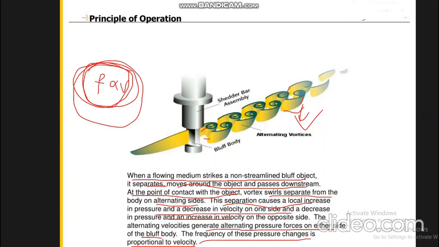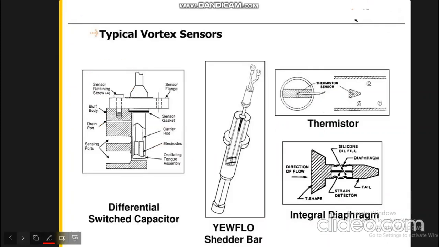Yes, this is the main formula, and we'll get to know in the later discussions that this is the main formula for measuring the flow rate. And that's it. This is the principle of operation. It's very simple. And this is the type of vortex sensor.